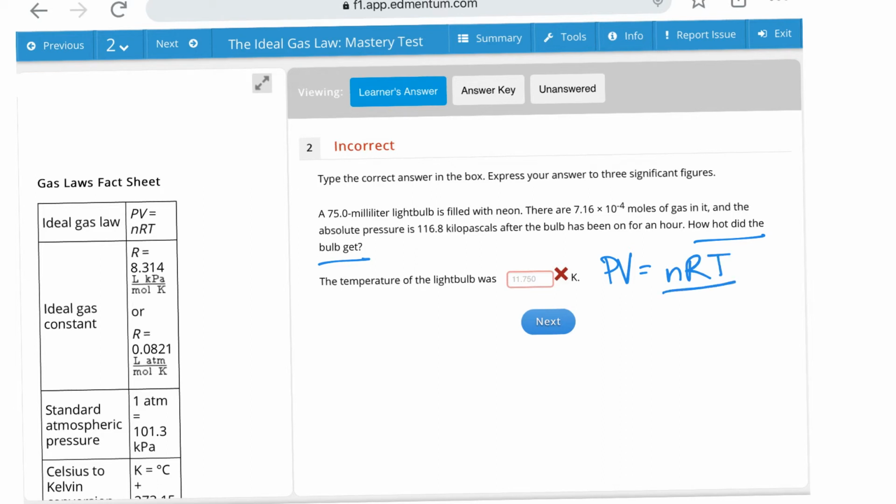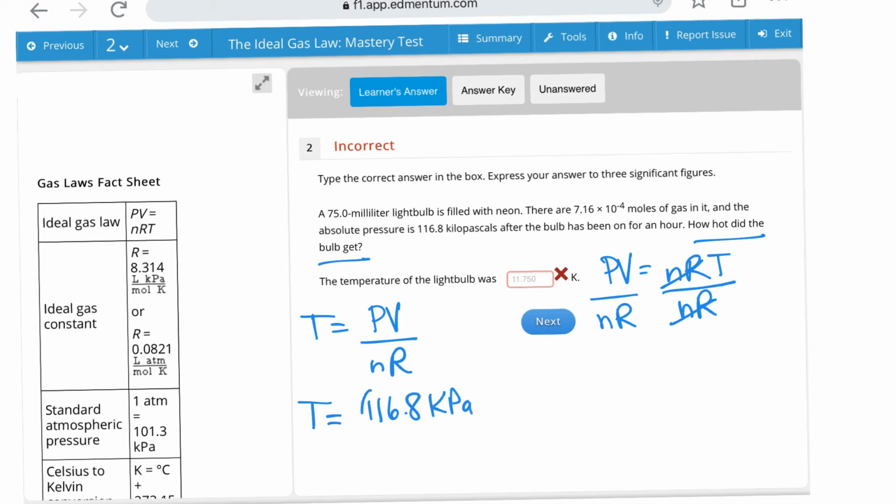We need to solve for T only. So we got to get rid of the N and the R. Since they're being multiplied times the T, I'm going to divide both sides by NR. The NR's go away on the right side, leaving me T equals PV over NR. So the pressure is going to be equal to 116.8 kilopascals.